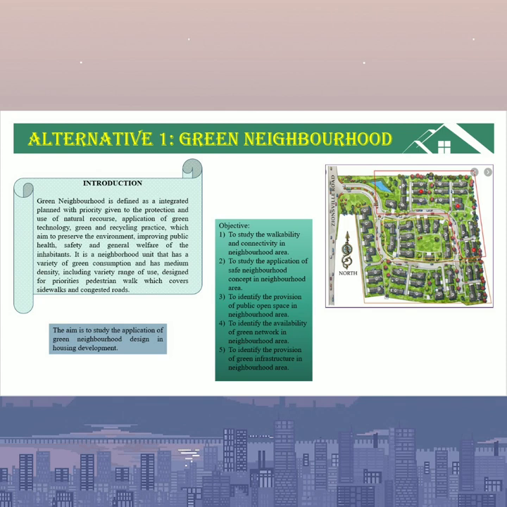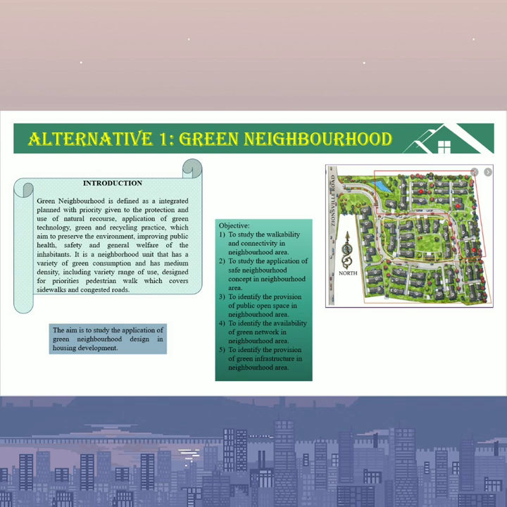Green neighborhood is defined as an integrated plan with priority given to the protection and use of natural resources, application of green technology, green and recycling practice, which aim to preserve the environment, improving public health, safety and general welfare of the inhabitants. It is a neighborhood unit that has a variety of green consumption and has medium density, including variety range of use, designed for priorities pedestrian walk, which covers sidewalks and congested roads. The aim of green neighborhood is to study the application of green neighborhood design in housing development.